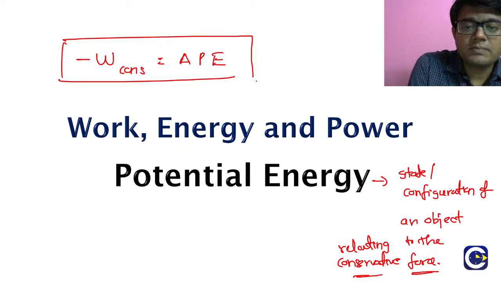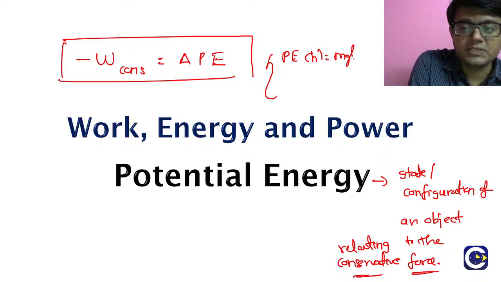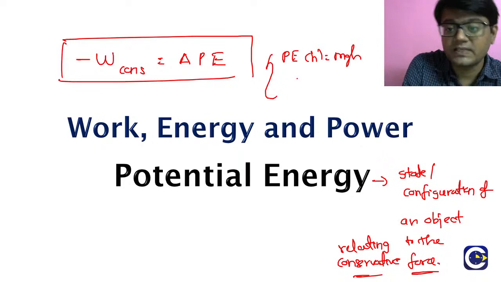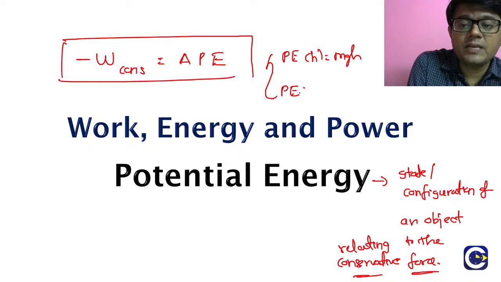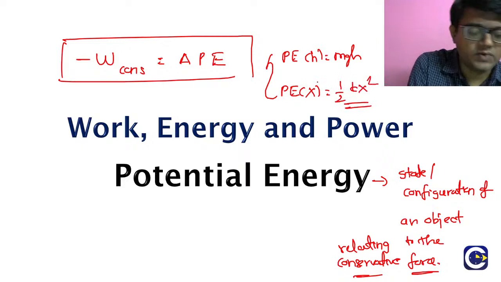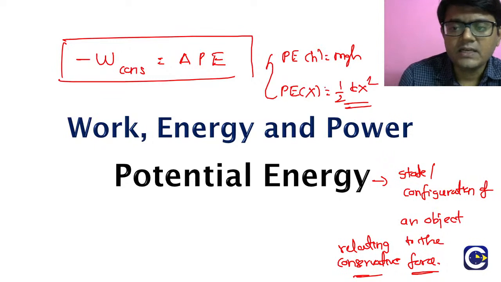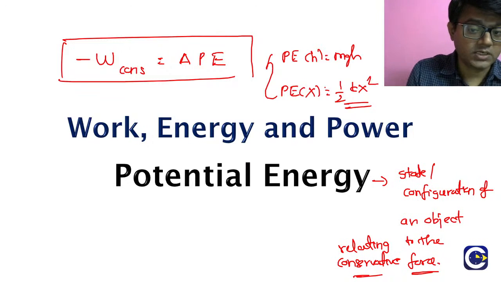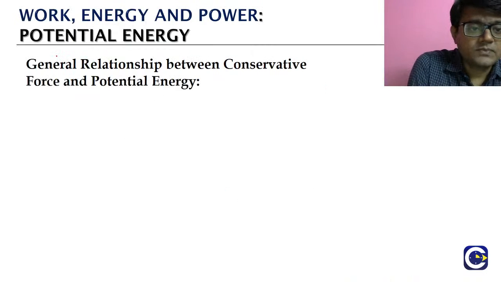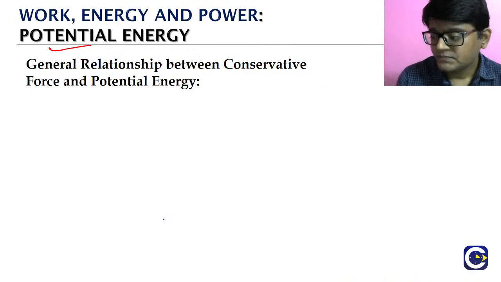We have talked about the derivation for the gravitational potential energy at a height h. What is it? mgh, using the surface of the earth as the reference. And the spring potential energy, when the spring is expanded by a value x or compressed by a value x, is half kx square. The reference is the natural state of the spring, where we have taken the potential energy of the spring to be 0.